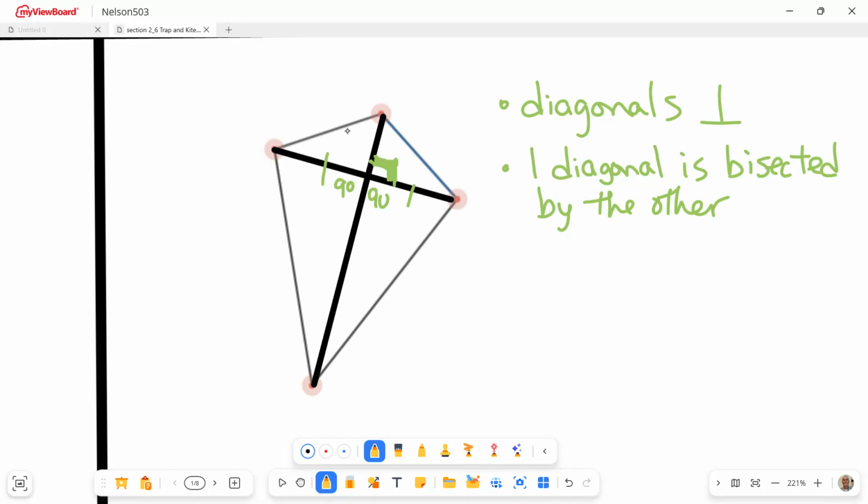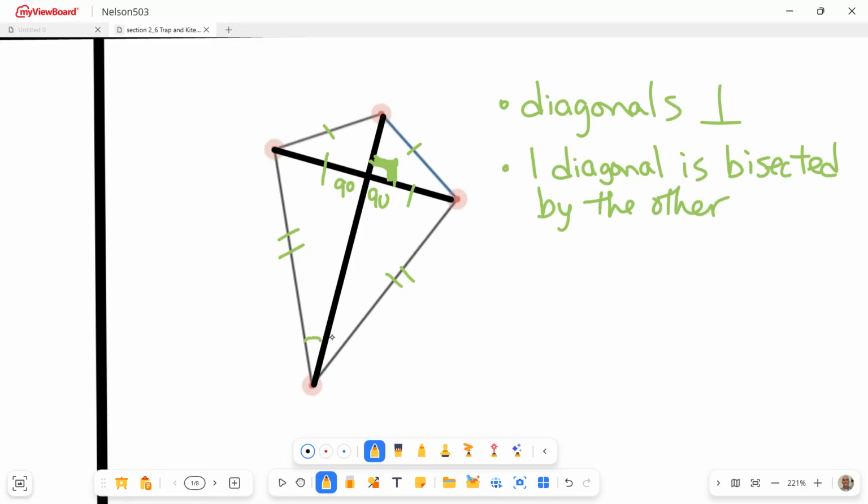Well, in a kite, there's two sides that are equal. They're consecutive sides that are equal. And then there's two other sides that are equal to each other. And it's the diagonal that's going between the two different length sides that's getting bisected. And the diagonal that goes between the equal lengths is bisecting the angles.